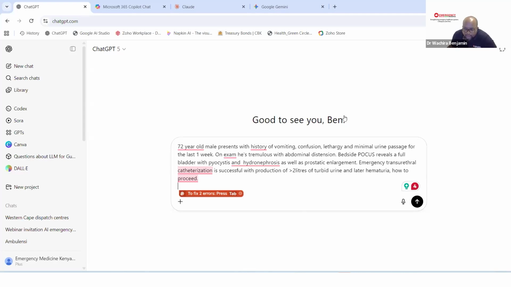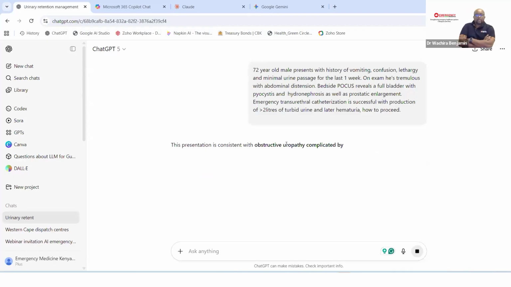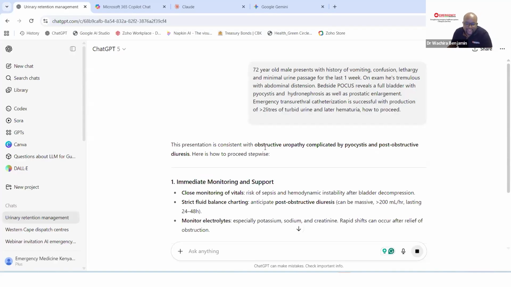So, a 70-year-old patient, this is the patient we had with abdominal distension. Bedside focus review shows a full bladder, pyocystitis and hydronephrosis, as well as prostatic enlargement. Transurethral catheterization is done with drainage of turbid urine and later hematuria. Okay, so let's see, the story has changed. Give all the information. Again, people, give the information. Don't give it in bits and pieces.